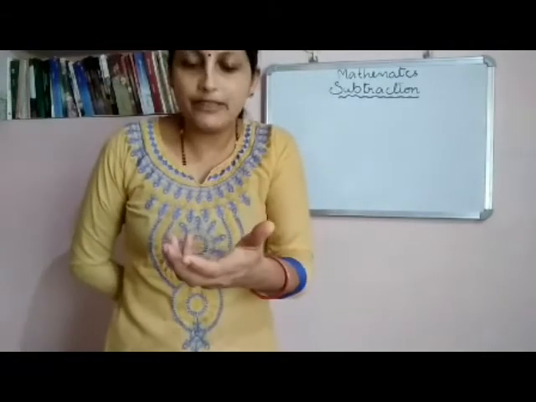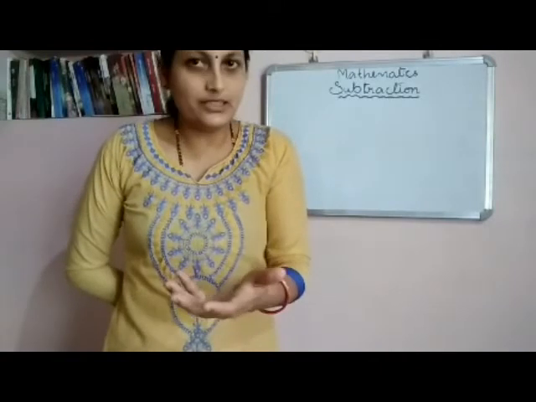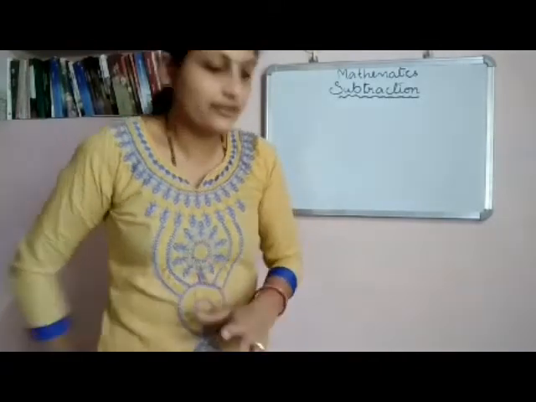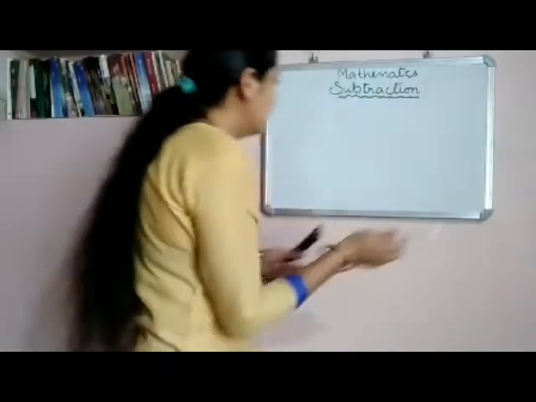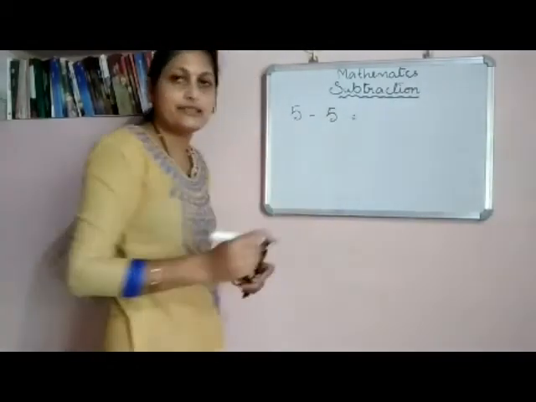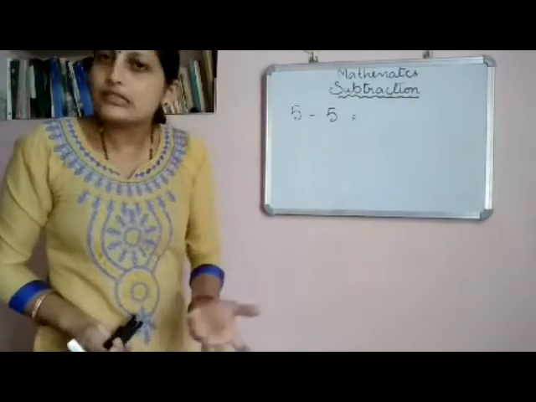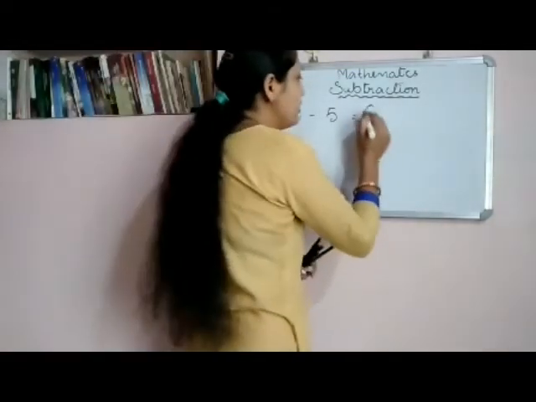Now how many pencils are there in my hand? No pencils left, isn't it? No pencils left. Means there were 5 pencils earlier. I have taken away all the 5 pencils out. So how many pencils left? No pencils. No means 0. So 5 minus 5 is what?